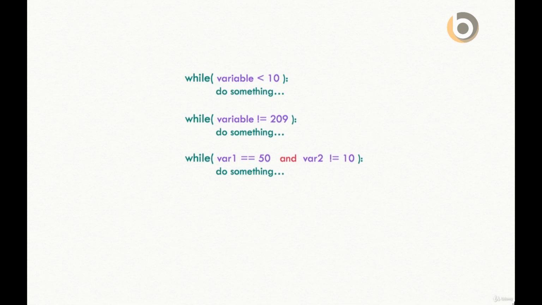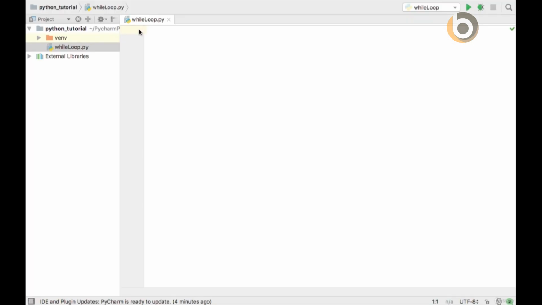Now let's write some coding examples. Let's write our first coding example of while loop. I will create a variable i and I will assign a value 0 to it. You can name this variable anything.